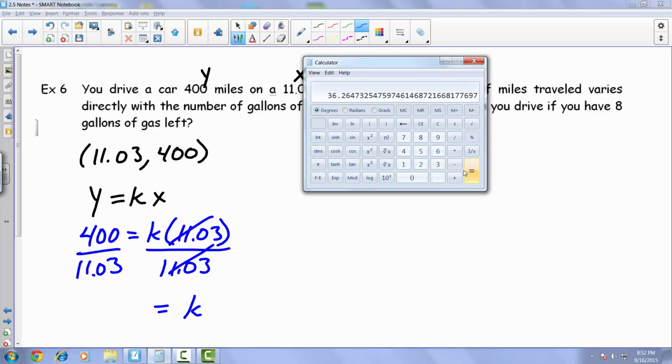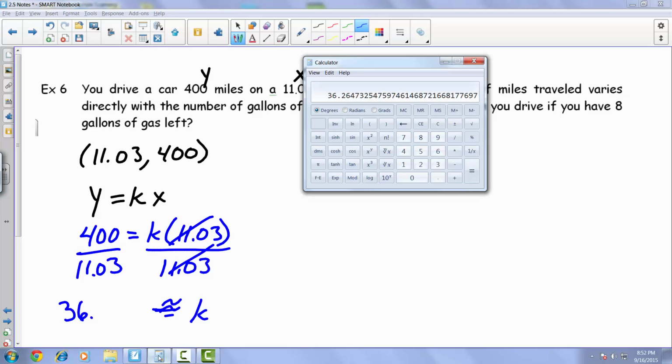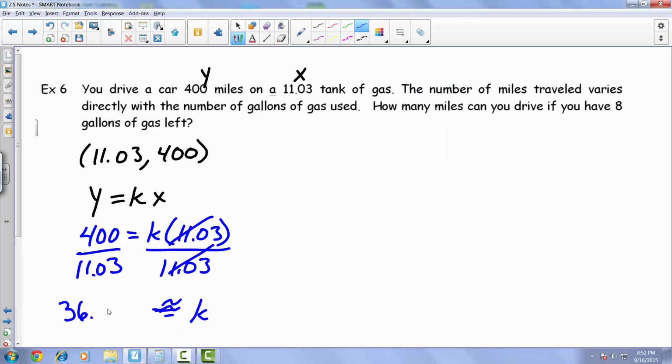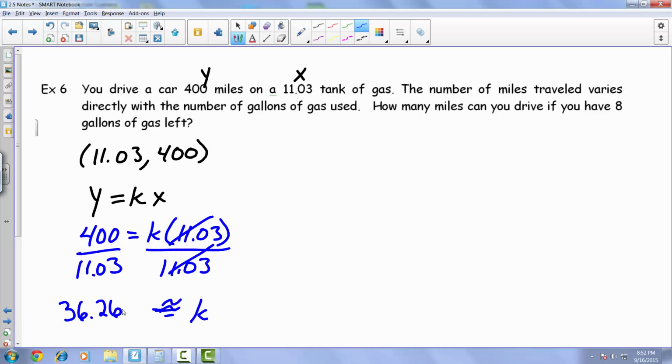11.03. So it comes to about 36 miles per gallon. So we end up then with our constant being about 36.2647. We'll just go with that.